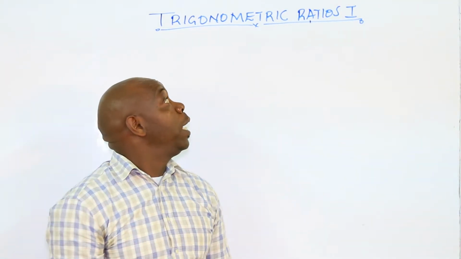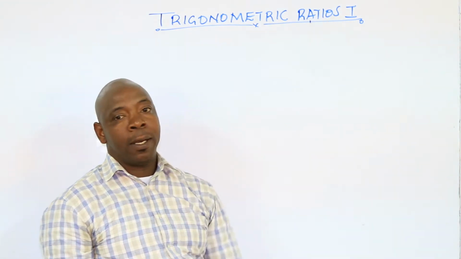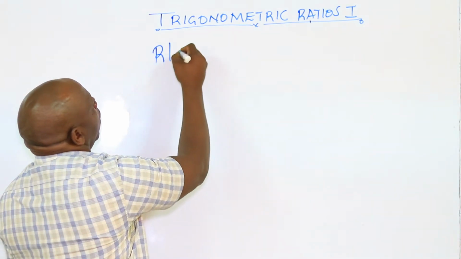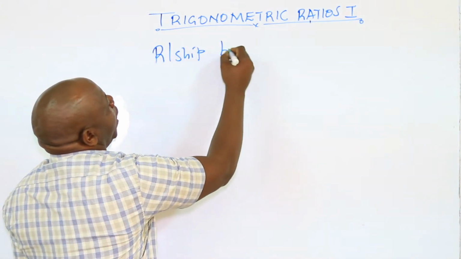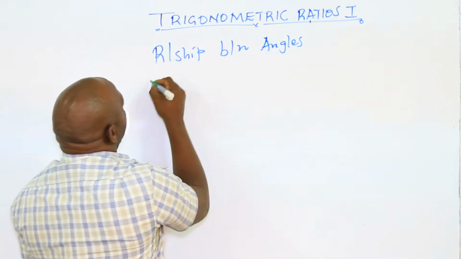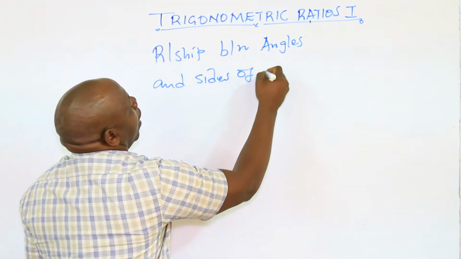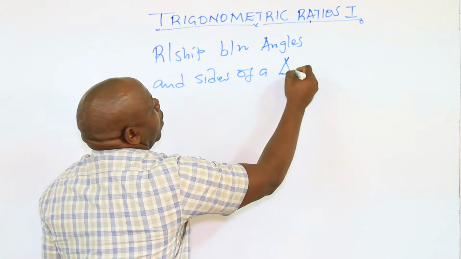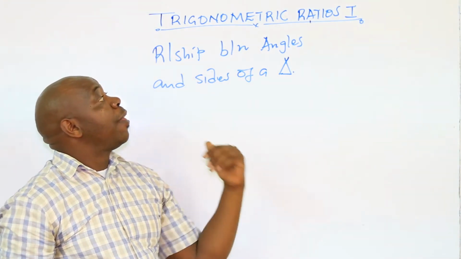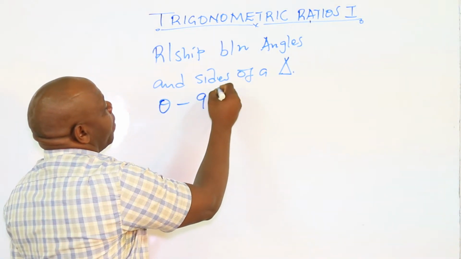Hi, today we want to discuss a new topic, trigonometric ratios 1. Trigonometry is the relationship between angles and sides of a triangle. In trigonometric ratios 1, we deal with the acute angles, that is angles from 0 to 90 degrees.